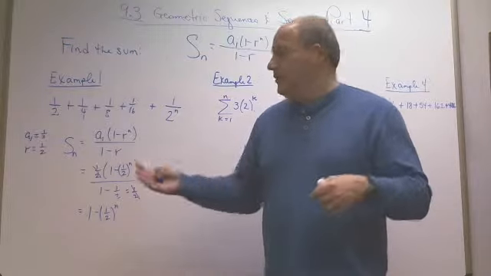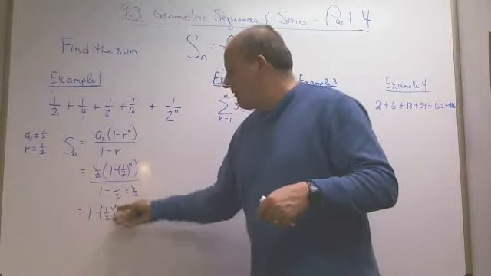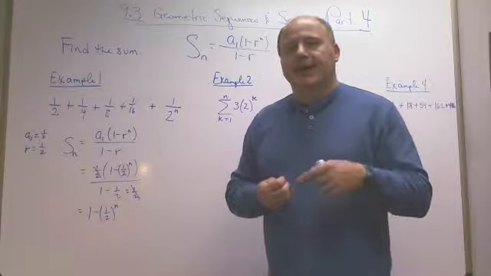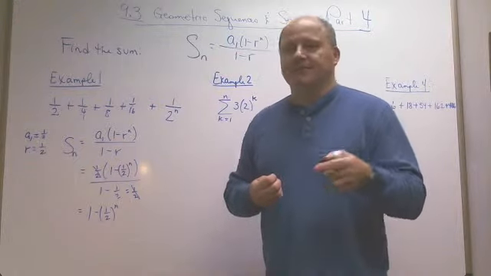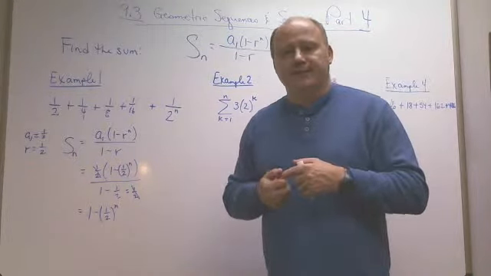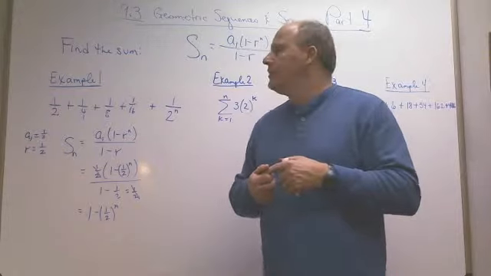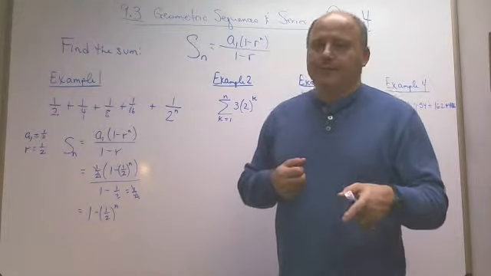But what we would do is, since we have 4 terms, 1/2 to the 4th is 1/16, and take 1 take away 1/16. It's very easy to do. It's going to be 15/16. So as you can see, it's getting pretty easy to add them up.